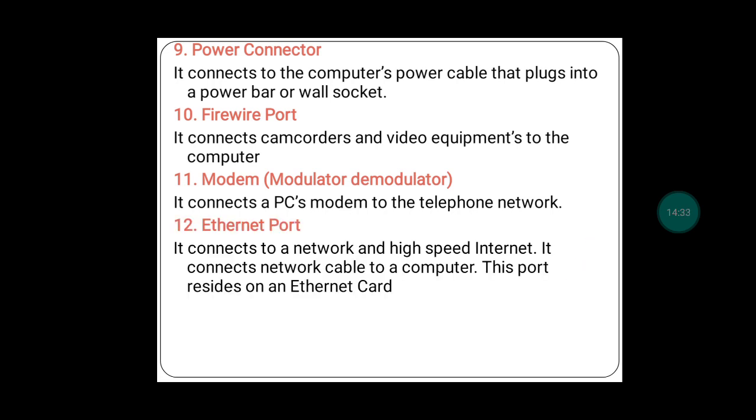Moving on to the next port, that is the Ethernet port. It connects to a network and high speed internet. Ethernet is nothing but one of the networks. This port is used to connect to a network and high speed internet. It connects a network cable to a computer. Since Ethernet is a network, if you want to connect it to our computer system, we should have an Ethernet port, and this port is placed on the Ethernet card.